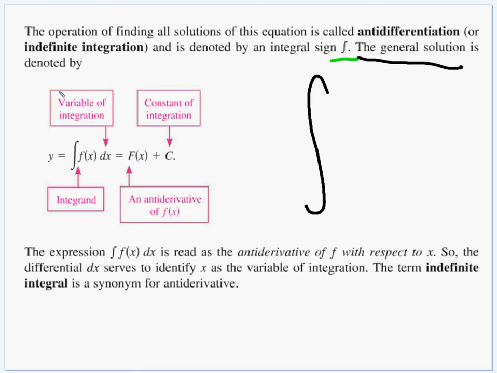So the general solution is denoted by y equals, we have our antiderivative symbol. Our integrand is this function that we are going to antiderive, and the dx is going to tell us our variable of integration. If it's a dx, we'll integrate with respect to x. If it's a dy, we would do it with respect to y. When we do the process, the antiderivative of the lowercase f of x is denoted with a capital F of x, and then we tack on our plus c, our constant of integration.